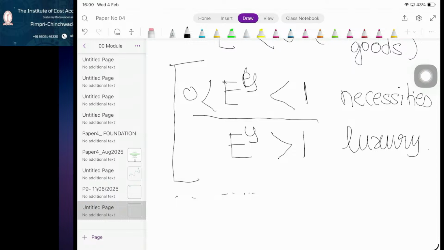I'll read the question. Luxury goods have dash degree of elasticity. Choose the correct option. Luxury goods have dash degree of elasticity. Correct. Here the best choice would be high. Are you getting it? Okay, let us check.